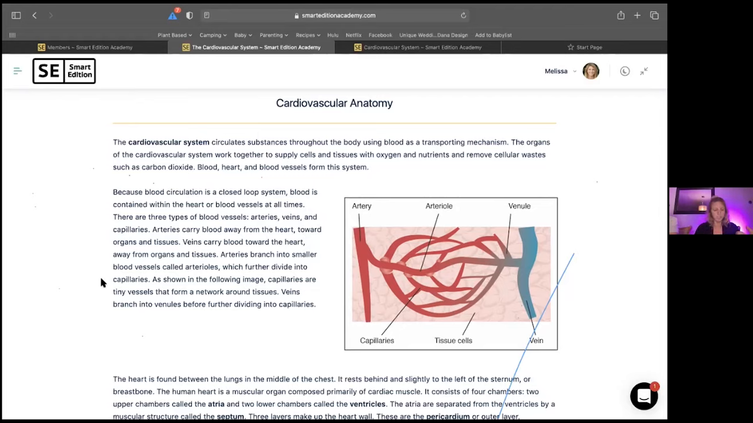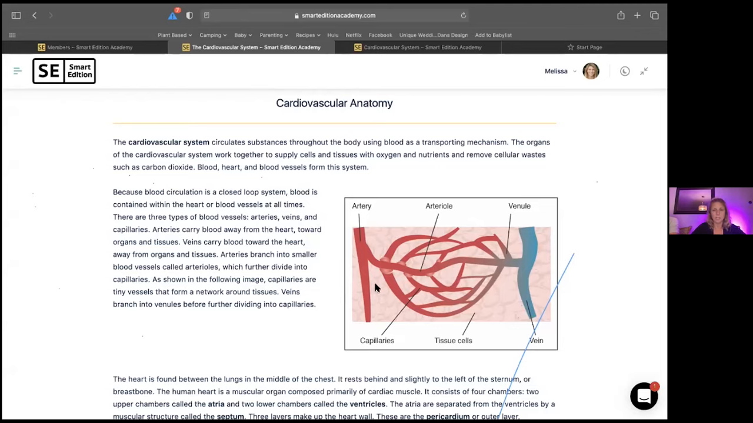So arteries go away from the heart through the aorta, and the blood is oxygenated. Veins come back to the heart deoxygenated, coming back away from the organs and tissues. And then we have capillaries. These are very small vessels that lie in between the arteries and the veins.